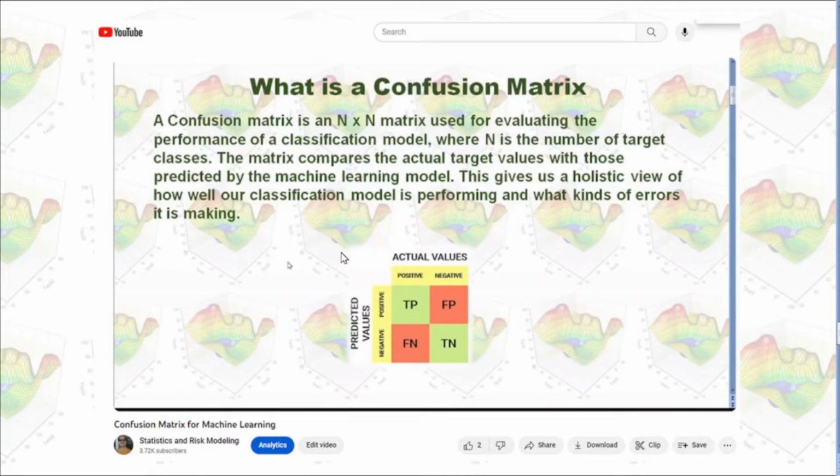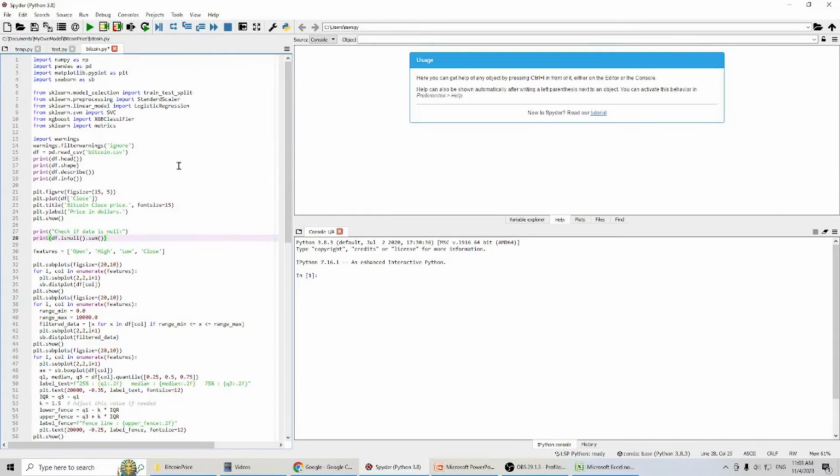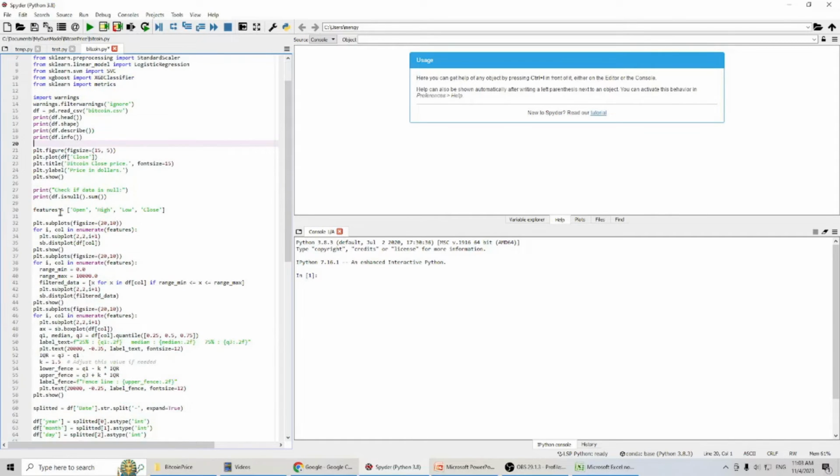Now, let's go to Python to check out our model. This is my model written in Python. I will upload this Python source code to GitHub. You can download it and try it by yourself later. First, we are going to load the data, and then we are going to check the data.